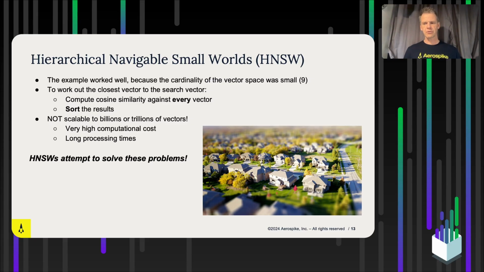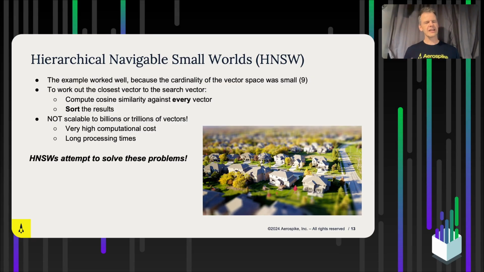The brute force approach worked well because we only had 9 vectors. We compared every vector against our source vector, and then we sorted the results and found the one that was closest. Now that works really well at small scale, but if you've got billions or, heaven forbid, trillions of vectors, it's not practical to do that. What we need to do is do something smarter. We can't afford the computational cost or the long processing times. So HNSW attempts to solve these problems.